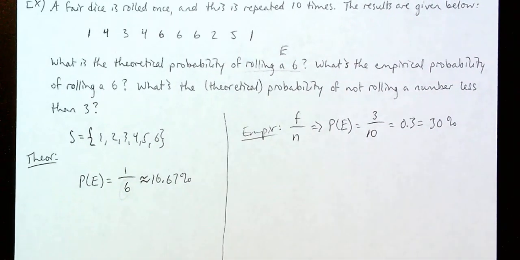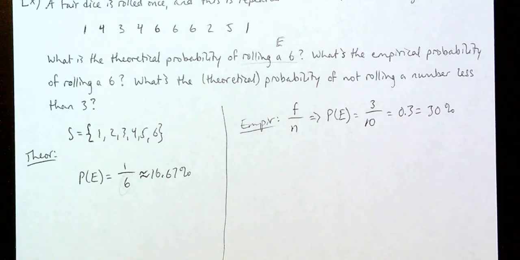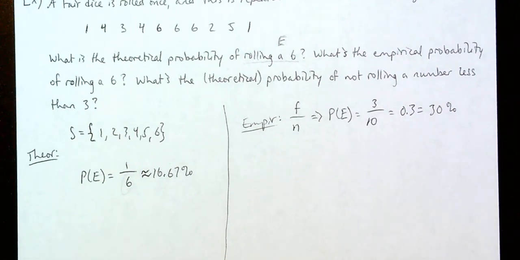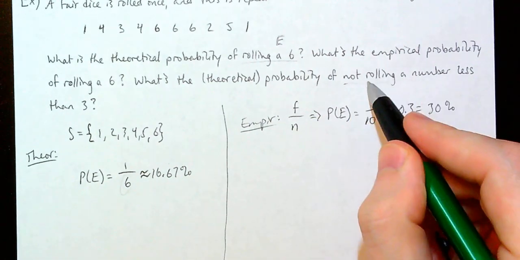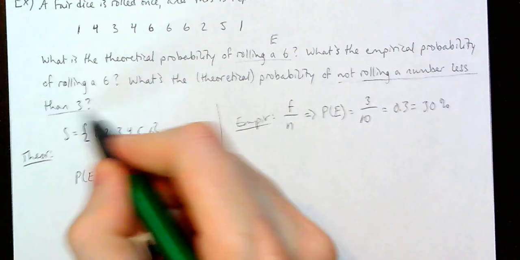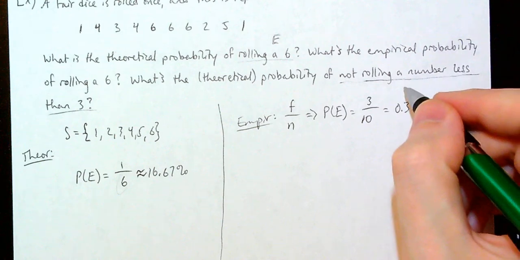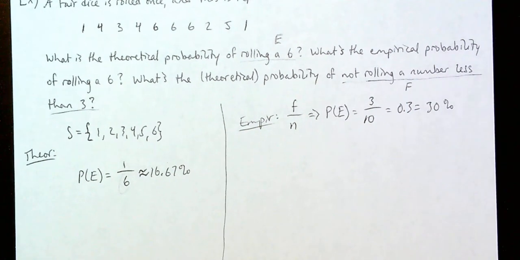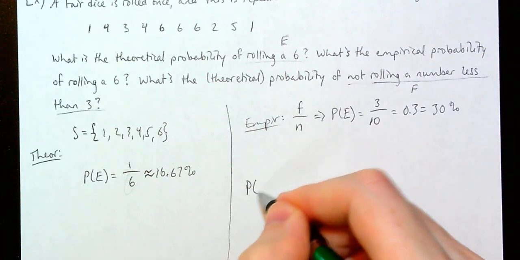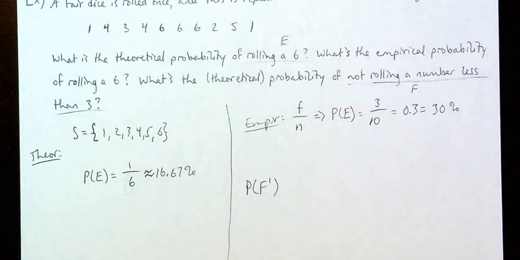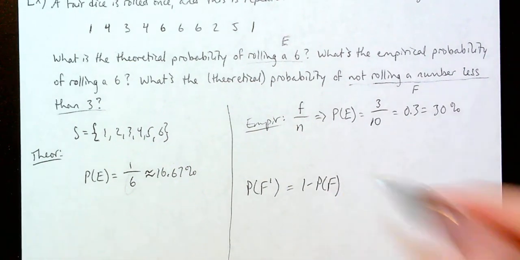So there's still one more part we have to answer here. What was the theoretical probability of not rolling a number less than 3? So if I say rolling a number less than 3 is some new event, I'll call it F. It doesn't really matter what you call it. So the probability of F not happening, or P of F prime, is going to equal 1 minus P of F.